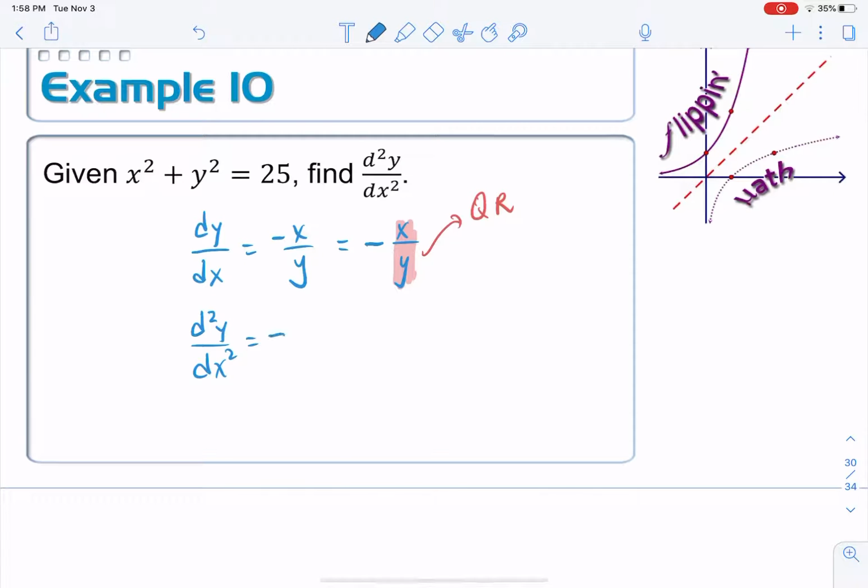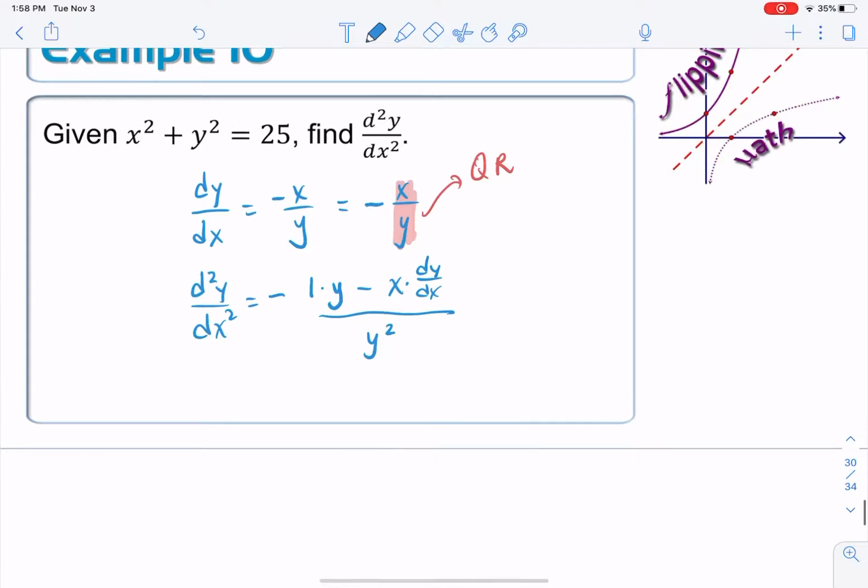So let's find the derivative of the derivative, shall we? I'm going to leave the negative sign up front, kind of ignore it, and take the derivative of the top, which is 1, times the bottom, y, minus the top, x, times the derivative of the bottom, dy/dx, all over the denominator squared. All right, are you ready?